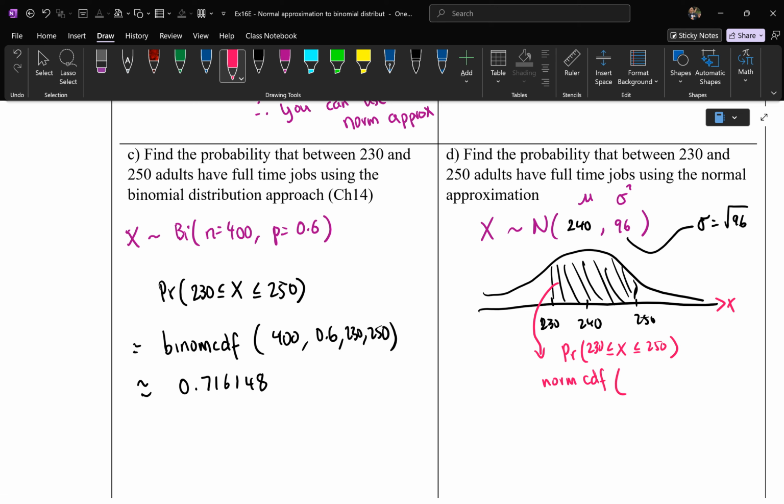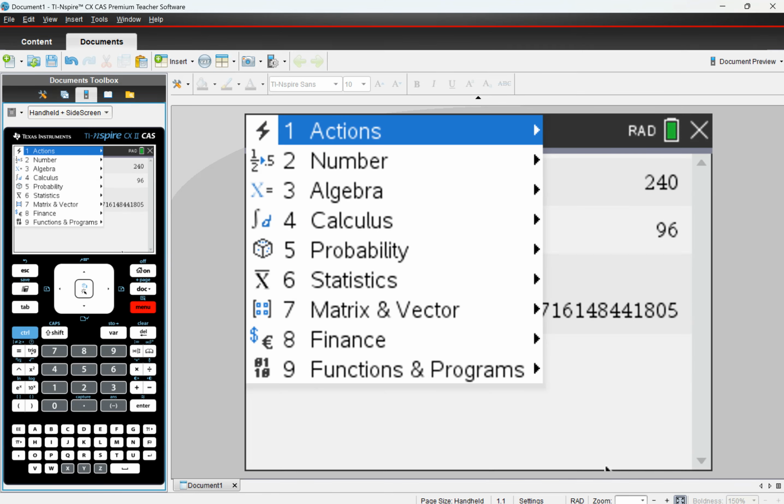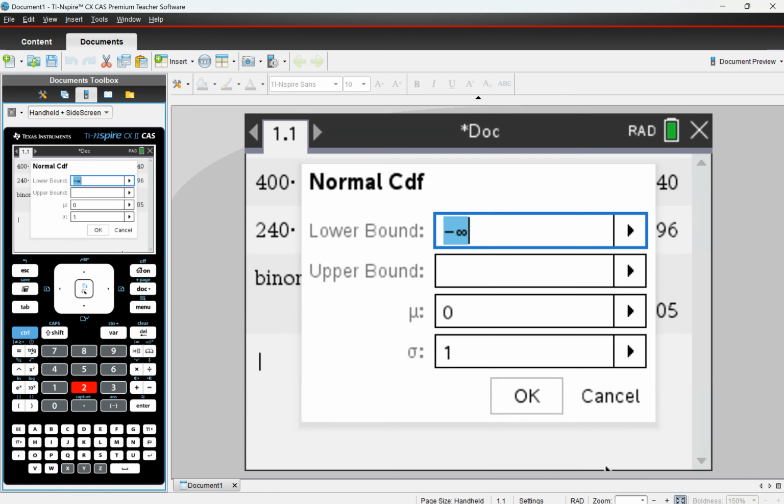So norm CDF, we've got a lower bound, upper bound, and remember norm CDF, you need the mean and standard deviation, not the variance. So here we go back to our CAS, menu 5, 5, norm CDF. Lower bound's 230, upper bound's 250, mean was 240, and standard deviation was square root of 96. So I'm just going to do root 96, like that. Just type it in.